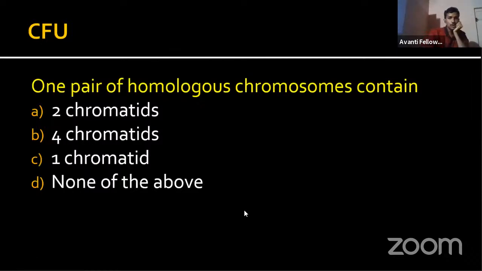One pair of homologous chromosomes contains how many chromatids? 2 chromatids, 4 chromatids, 1 chromatid, or none of the above. This is the time of truth, that means how much you understood of what I explained. You know the question, you have the options, the only thing left is to answer, nothing else.